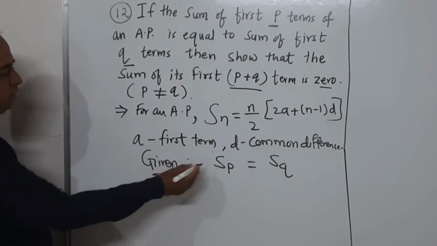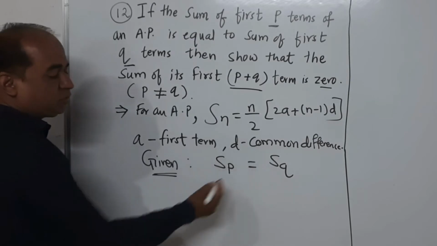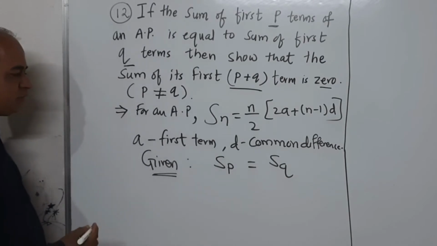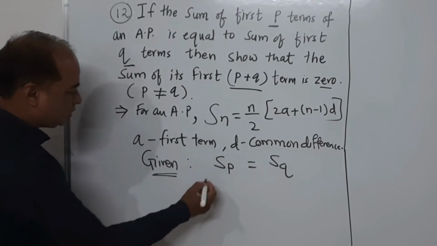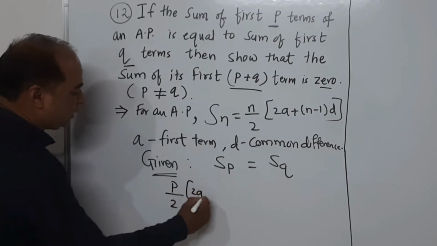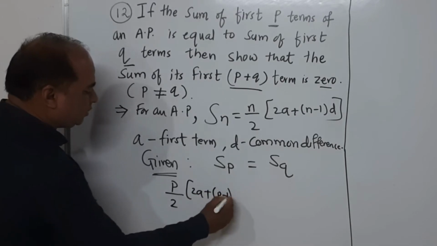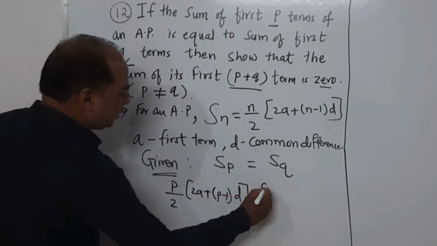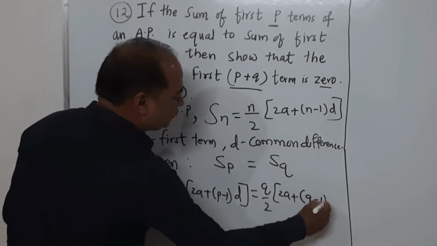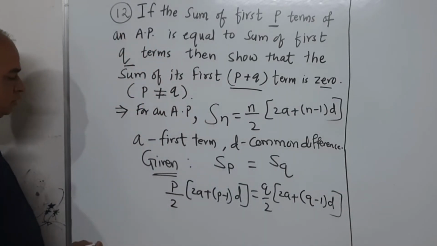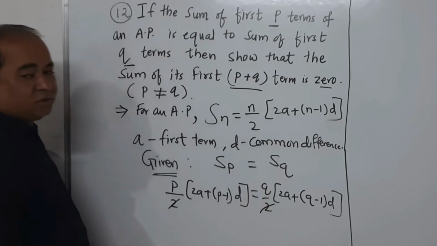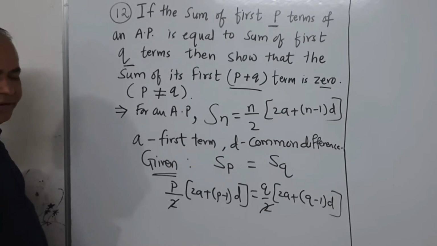Now it is given that the sum of p terms is equal to the sum of q terms. Now for n is equal to p and n is equal to q, we will use the Sn formula for the sum of n terms. So substitute here: for n is equal to p, p upon 2 in bracket 2a plus (p minus 1) into d is equal to q upon 2 in bracket 2a plus (q minus 1) into d. Now on both sides of the equality there is 1 upon 2, so we can cancel 1 upon 2 from both sides.